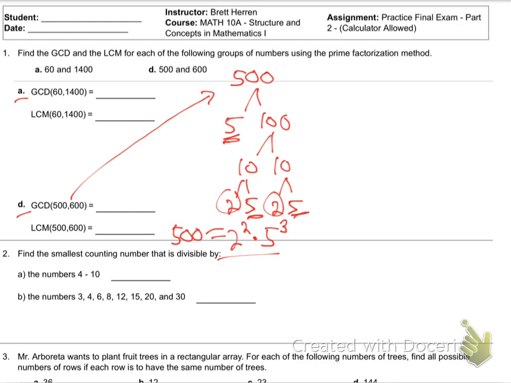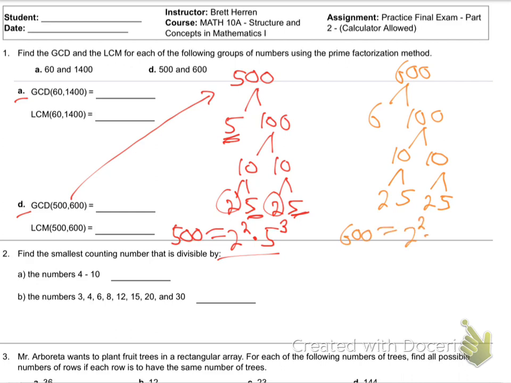And now the other one, the 600, is 6 times 100, and that's 10 times 10. 2 times 5, 2 times 5. So 600 is 2 squared. Oh, I forgot to finish this 6. 2 times 3, so it's actually 2 cubed, isn't it? So it's 2 cubed.